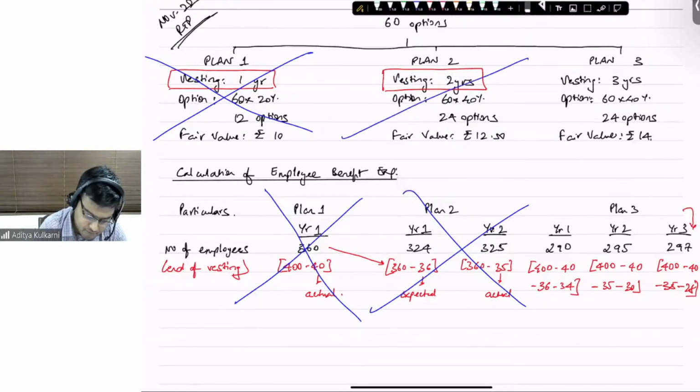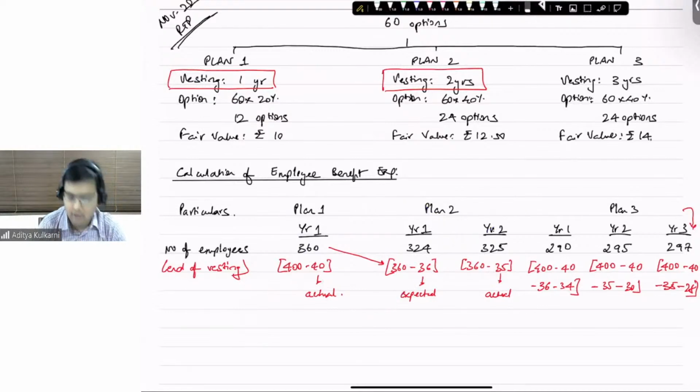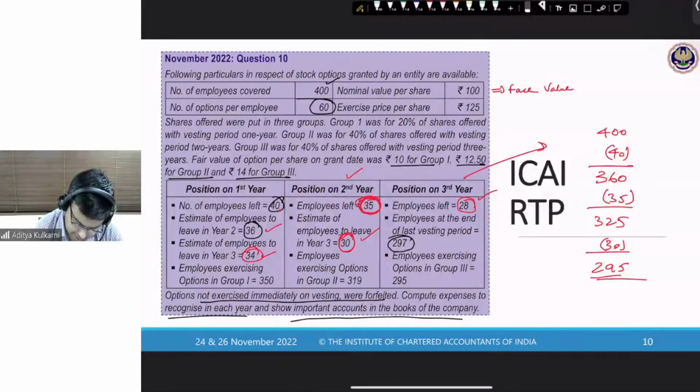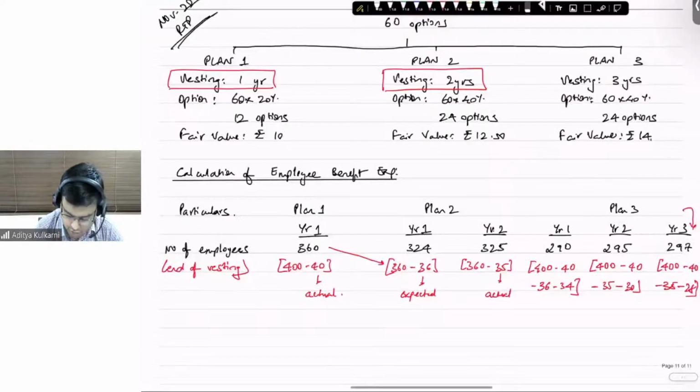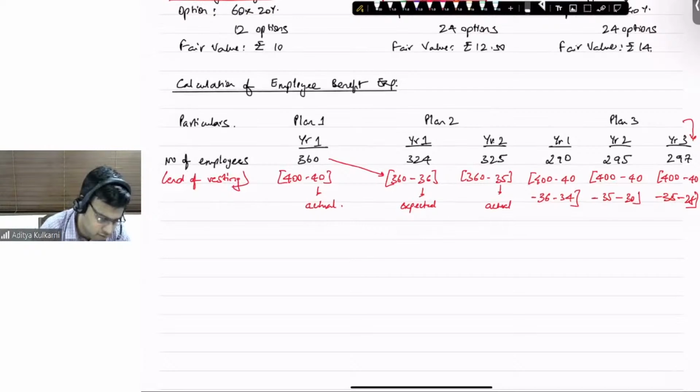Okay, have you understood? But this is the only important thing in this question. If you got this right, it means you will get the question completely right. All right, so that takes care of the number of employees. What is there after that? After that it's typical accounting, just typical calculations.